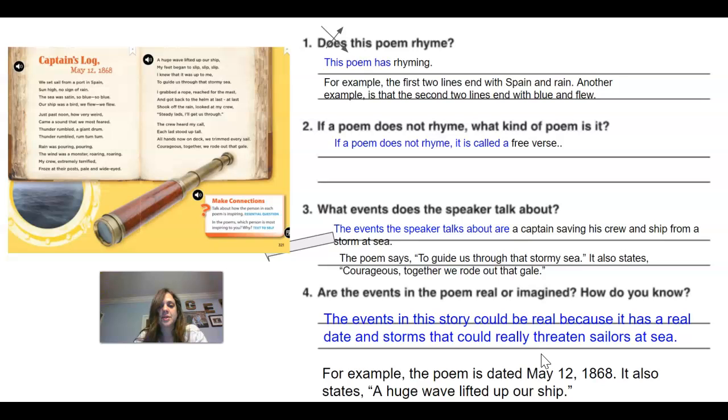For example, the poem is dated May 12, 1868, so that connects to the real date in our answer. And our second piece of text evidence, it also states a huge wave lifted up our ship. That connects to the storm that could really threaten sailors at sea in our answer.